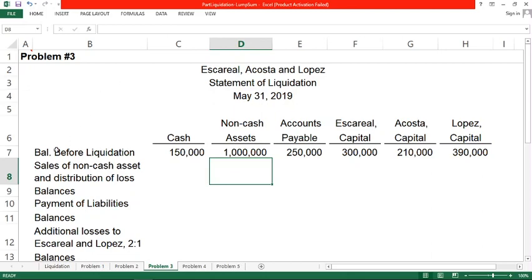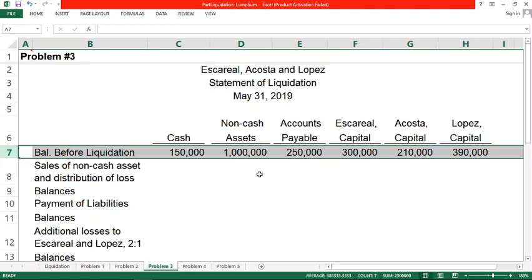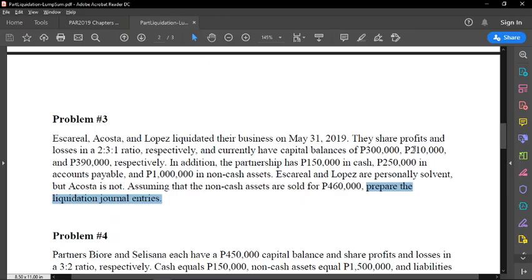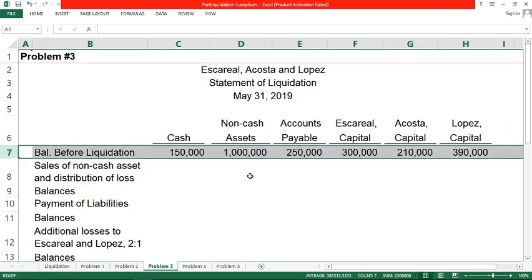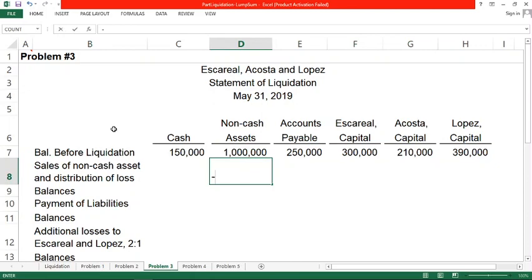After plotting all these balances, let's review: 300, 210, 390, cash 150, and 250 accounts payable. So, good. Let's proceed. Eliminate the 1 million non-cash asset.